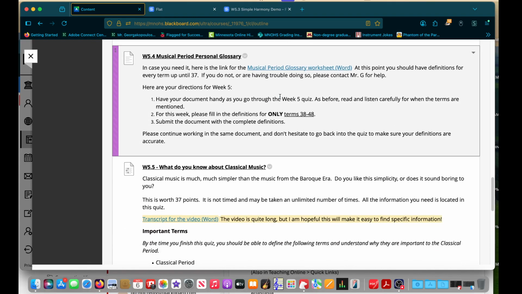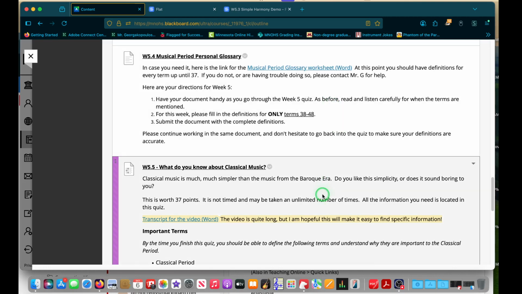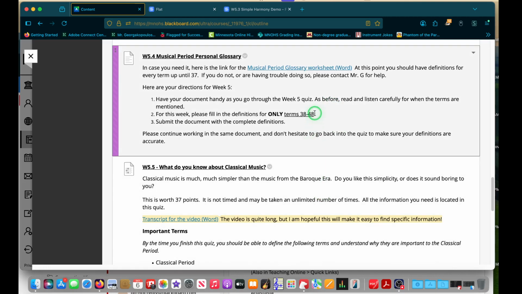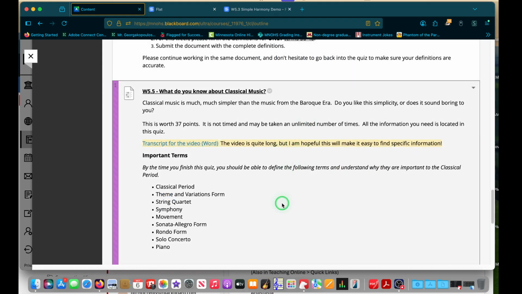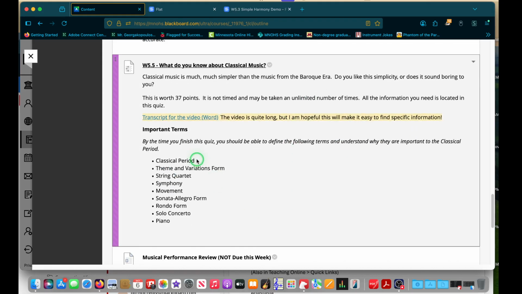Scrolling down a little bit further, we come to the classic glossary and quiz pairing. The glossary terms for this week are 38 to 48, all relating to the classical period, as you would expect. And when it comes to the quiz, you will learn about societal movements in the classical period, very popular forms, as well as what we know today as the piano.